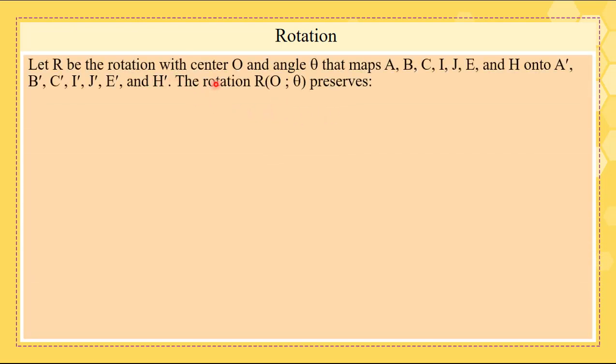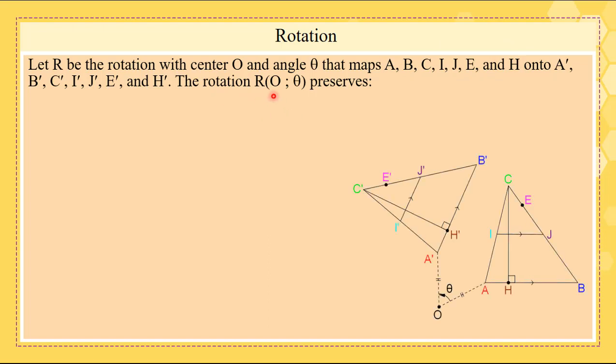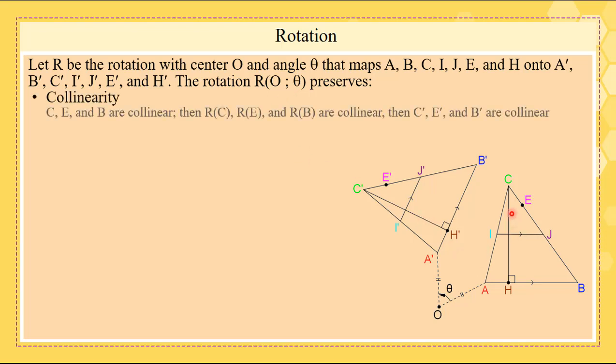Now let R be a rotation with center O and angle theta that maps A onto A prime, B onto B prime, and so on. Now the rotation R of center O and angle theta preserves collinearity. Now according to this figure, we have that the 3 points C, E, and B are collinear. Now since rotation preserves collinearity, then their images by the rotation R are still collinear. So C prime, E prime, B prime are collinear.